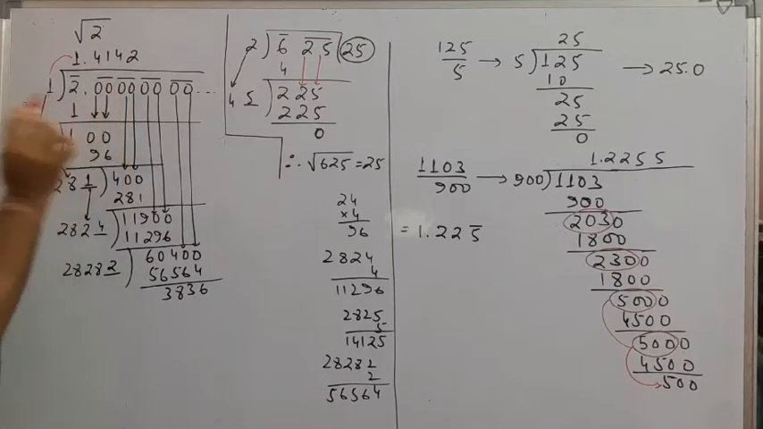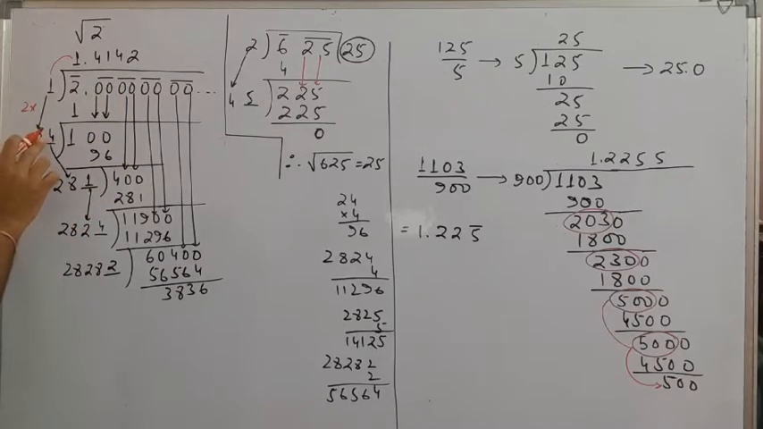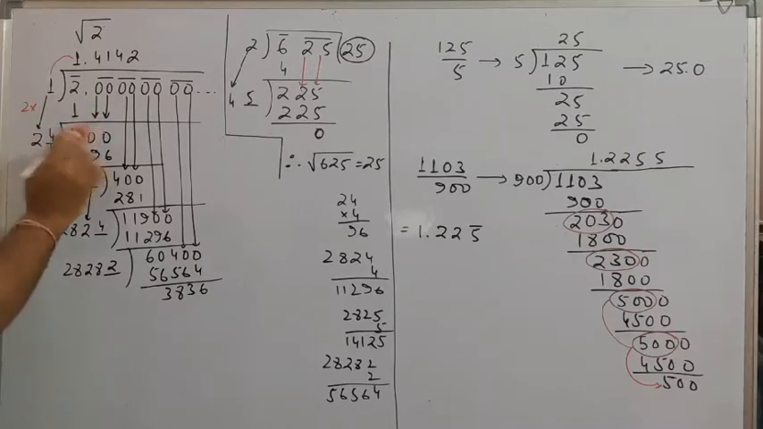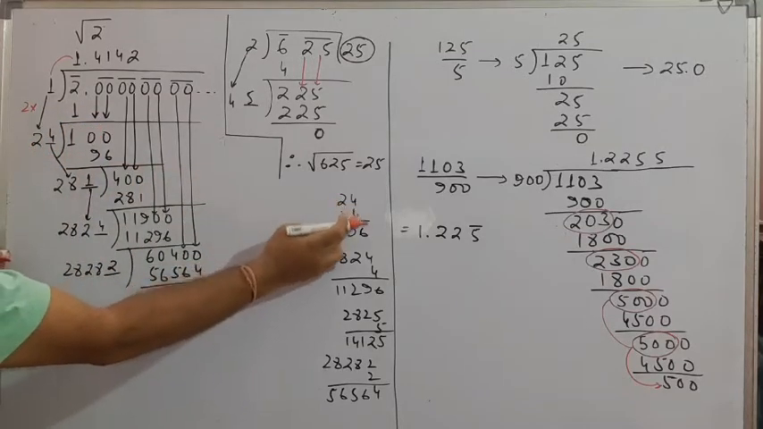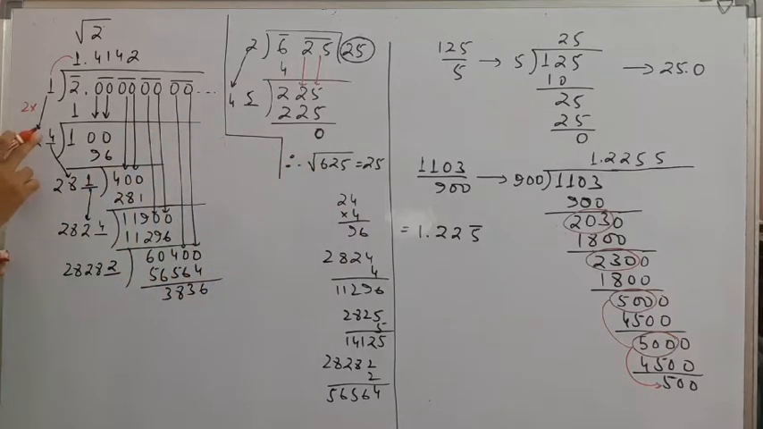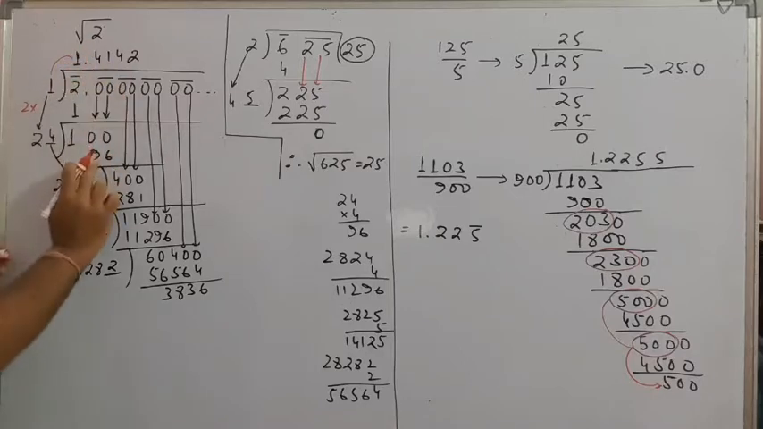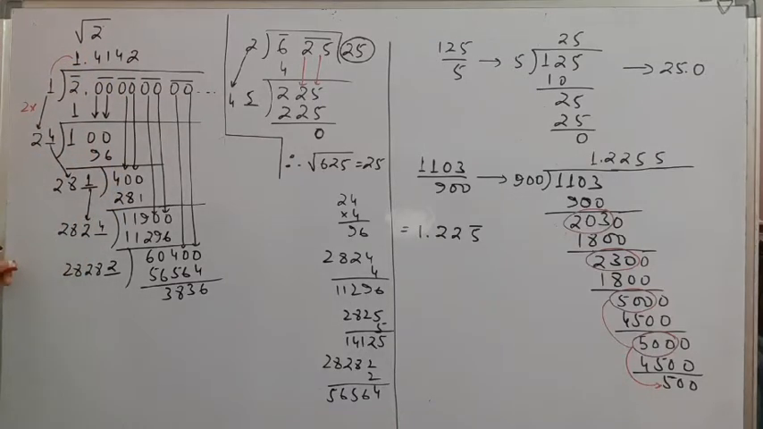This pair of 0 will come. Now it becomes 100. So what should I write here? If I write 1, 21 1s are less than 100. If I write 2, 22 2s are 44, less than 100. So you know that 24 4s are 96. So I write here 4. Here also I write 4. Now it becomes 24 into 4. I write here 96.